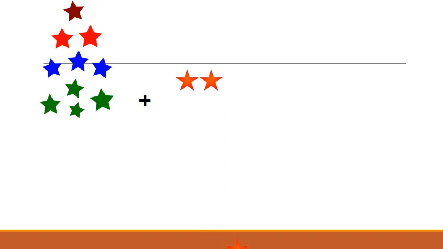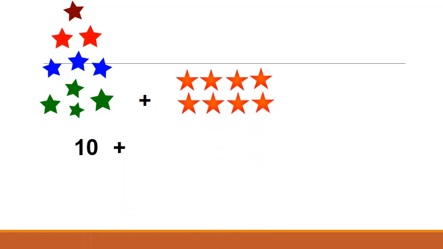Now, group of 10 stars plus, we will add some more stars: 1, 2, 3, 4, 5, 6, 7, 8. 10 plus 8 equals, let's count after 10: 11, 12, 13, 14, 15, 16, 17, 18. 10 plus 8 equals 18. We will replace 0 with 8.